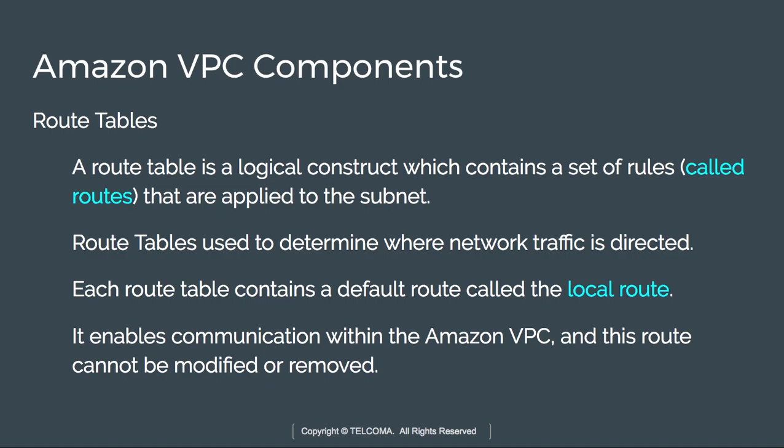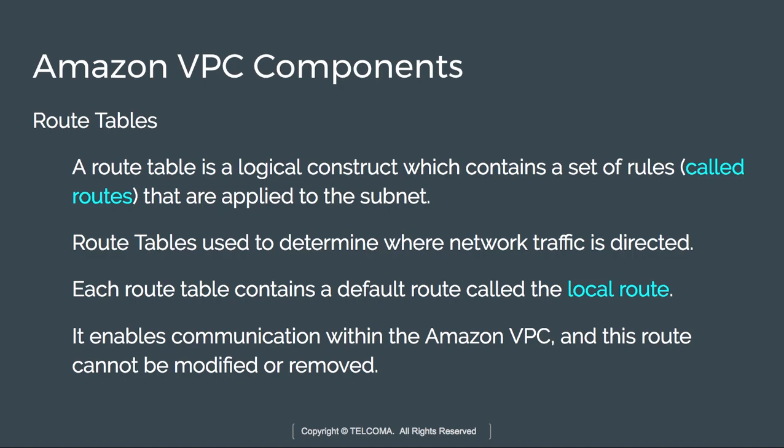It is a logical construct within Amazon Virtual Private Cloud. It contains a set of rules, and the set of rules we call routes, which determine where traffic is to be routed. User can modify route tables and add their own custom routes. Route tables specify which subnets are public or private.